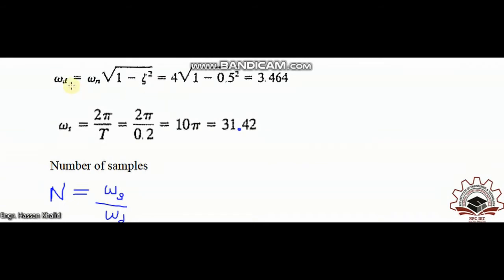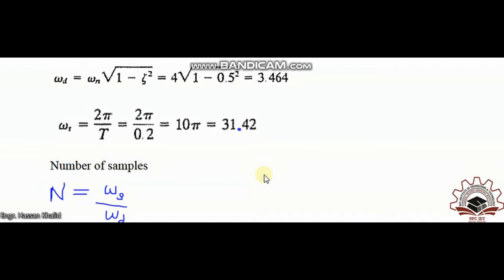Now we can also relate the natural frequency with the damped frequency omega d, that's equal to omega n times the square root of 1 minus zeta squared, and by placing the value of zeta we obtain that omega d is equal to 3.464. Similarly, we can also evaluate the sampling frequency, omega s, that's equal to 2 pi over T, and T is the sampling time that is already defined in the question, that's 0.2 second, and it's 31.42.